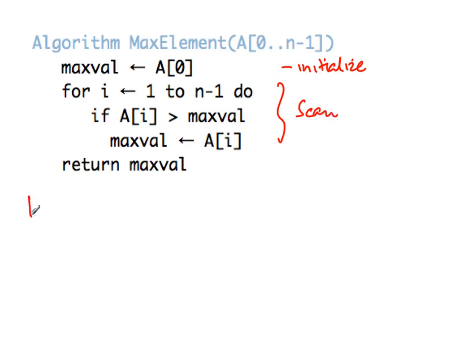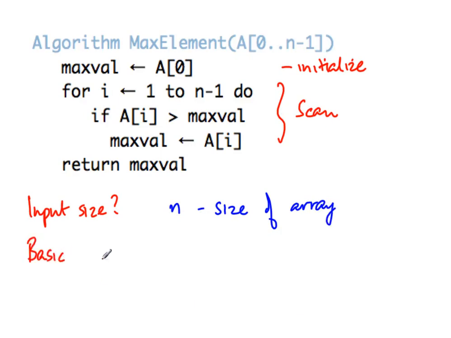So the first question we have to ask is, what is the input size? And in this case, it's fairly natural that it is n, the size of the array. So it's going to take us less time for smaller arrays, a larger time for longer arrays. So n, the size of the array, is a natural input size. Now the next thing that we need to understand is, what are the basic operations? What is the structure of this program?